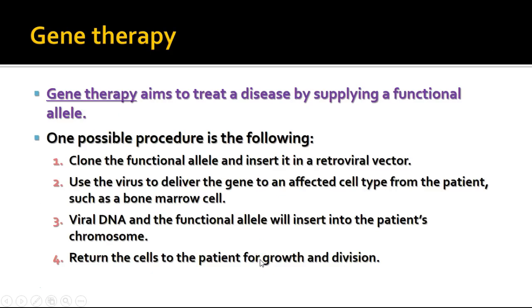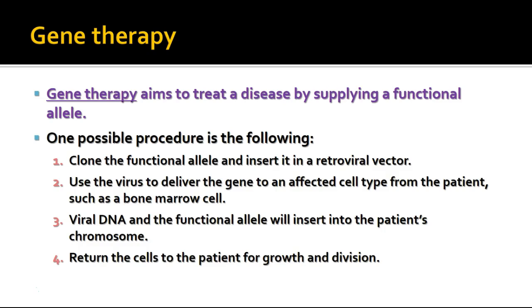Another thing that DNA technology is used for is gene therapy. Gene therapy is an attempt to treat a disease by providing a functional allele for one that doesn't function properly. So one way that you might do this is maybe to get a clone of a functional allele, inserted into a retrovirus. Remember, retroviruses have the ability to take RNA and change it into DNA. So you would use an RNA copy of the gene, put it into a retrovirus, use the virus to infect the cell type that you're looking at, for instance, bone marrow that's grown in culture. It would infect those cells and insert the new DNA, the new gene into those cells.